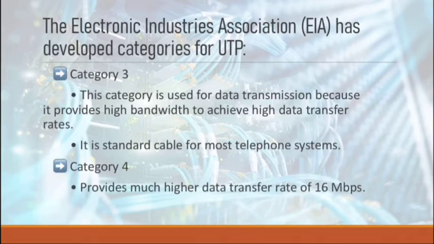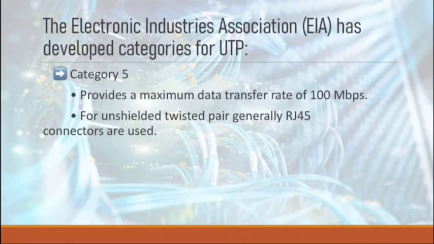Category 4 provides a much higher data transfer rate of 16 Mbps. And lastly, Category 5 provides a maximum data transfer rate of 100 Mbps. For unshielded twisted pair, generally RJ45 connectors are used.